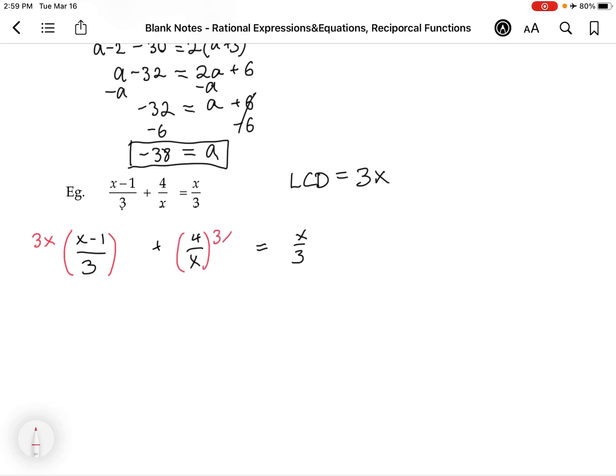Oh, you know what I forgot to do? I'll do that right now. I forgot to do my non-permissibles. Okay, so non-permissible value, x cannot equal 0. There we go.